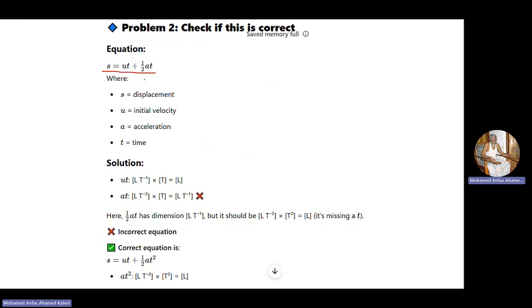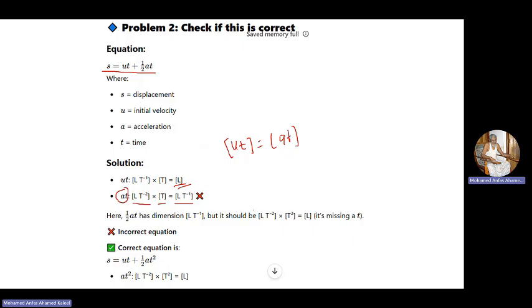Let's say S is the displacement, as earlier. The initial velocity is u, a is acceleration, time is t. So the dimension of ut is L. That's okay. Then we will check the dimension of at. At is LT^-2 times T, which is LT^-1. So this is the dimension of ut, and it is not equal to the dimension of at.